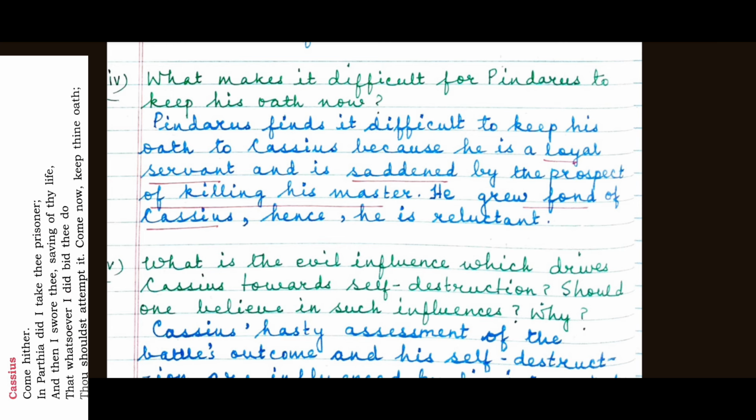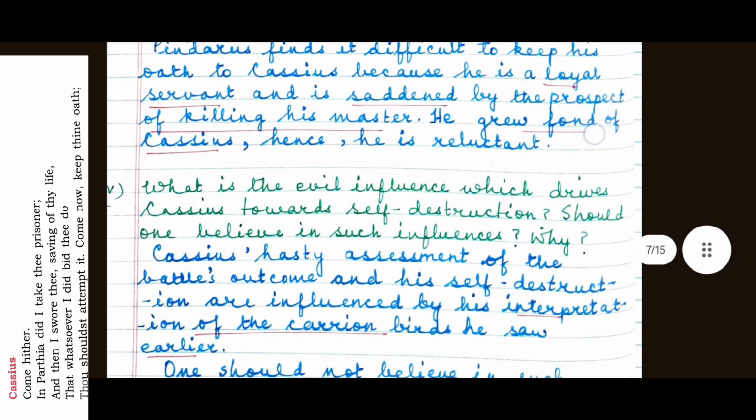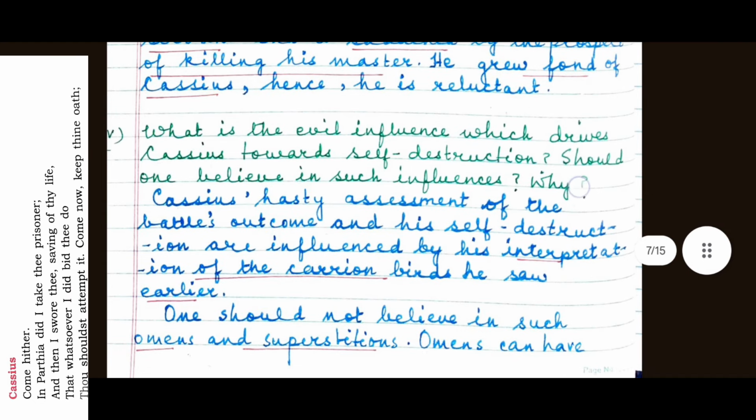Understood? Question 5. What is the evil influence which drives Cassius towards self-destruction? Cassius's hasty assessment of the battle's outcome and his self-destruction are influenced by his interpretation of the carrion birds he saw earlier. I have discussed everything in detail in the other videos.